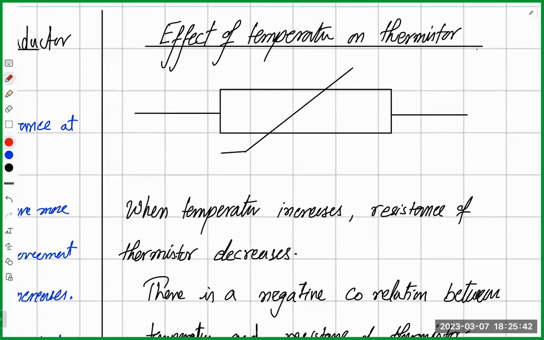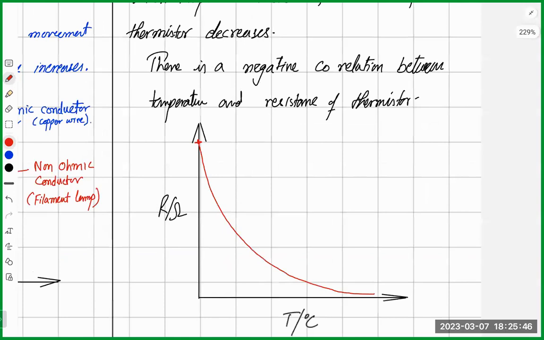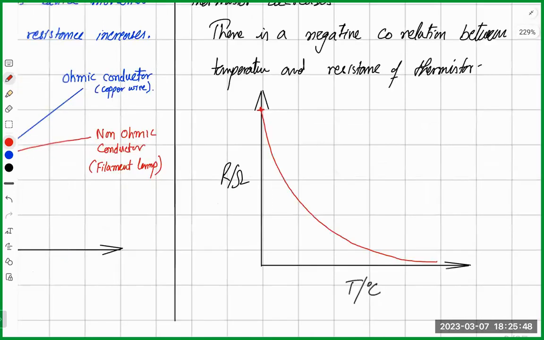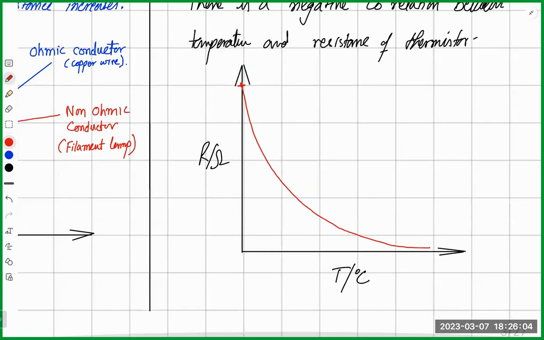So here we go. This is the graph of resistance and temperature. When we increase temperature, resistance is decreasing. And this is not an inverse proportional relationship. Remember, it is a negative correlation.